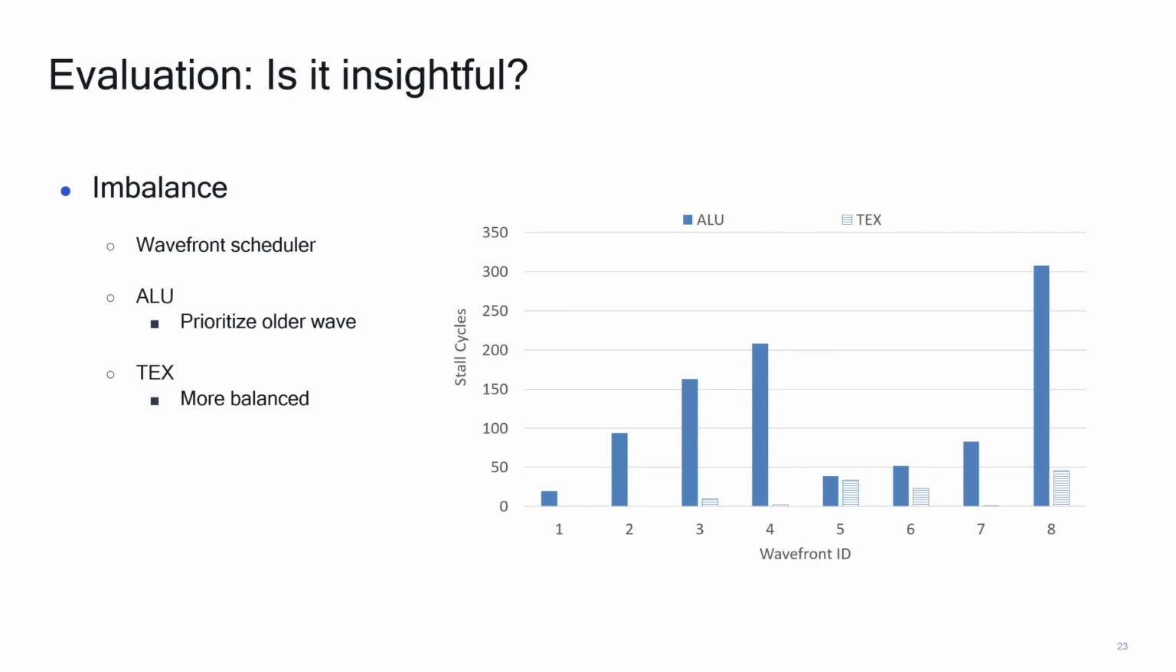It is clear that ALU utilization is imbalanced among wavefronts. As you can see, wavefront 1 has much fewer ALU stall cycles than wavefront 2, which has fewer than wavefront 3. This is because the older wavefront is given a much higher priority than newer ones. Newer wavefronts have to wait much longer for their turn to use the ALU. In comparison, this imbalance issue is not so evident for the texture unit. Identifying this issue and its differences inspires us to explore better dispatching and scheduling policies in GPUs.